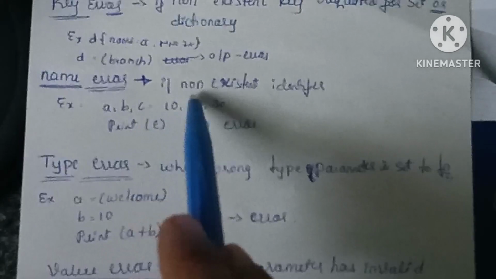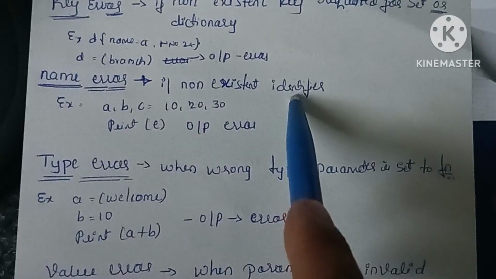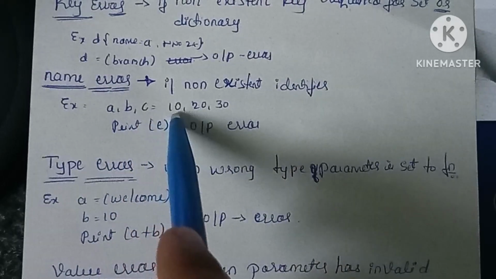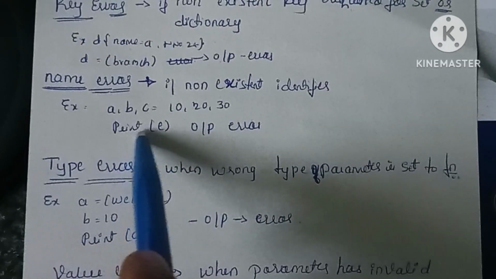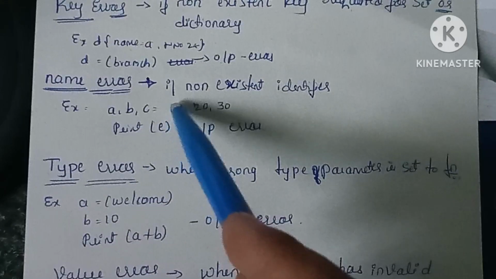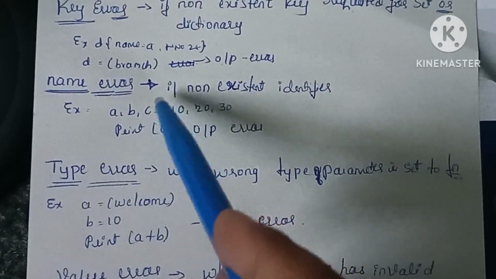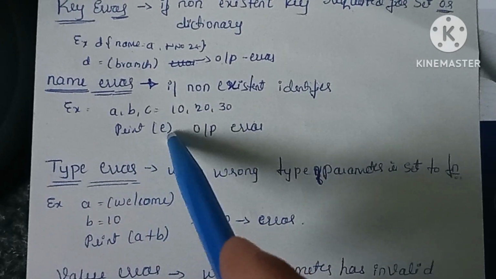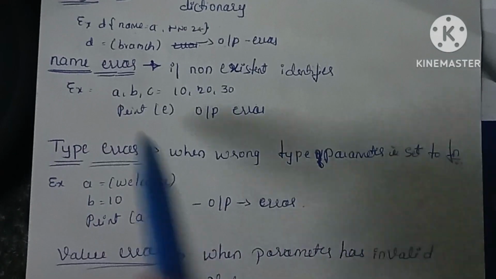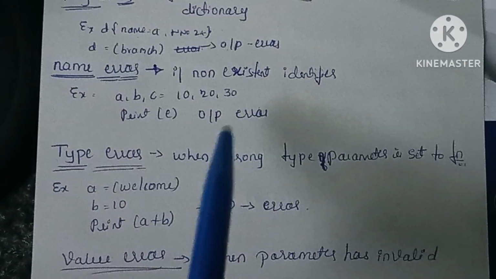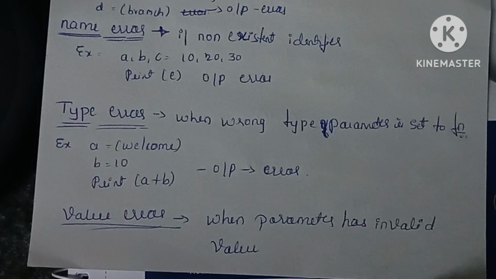Next one is name error. If the identifier is non-existent, then it is a name error. For example, a, b, c equal to 10, 20, 30. If you print e, there is no e value considered here. So this is the name error. It is an unknown name, that is called name error. If you write any of a, b, c, then it is not a name error. The output will come properly.